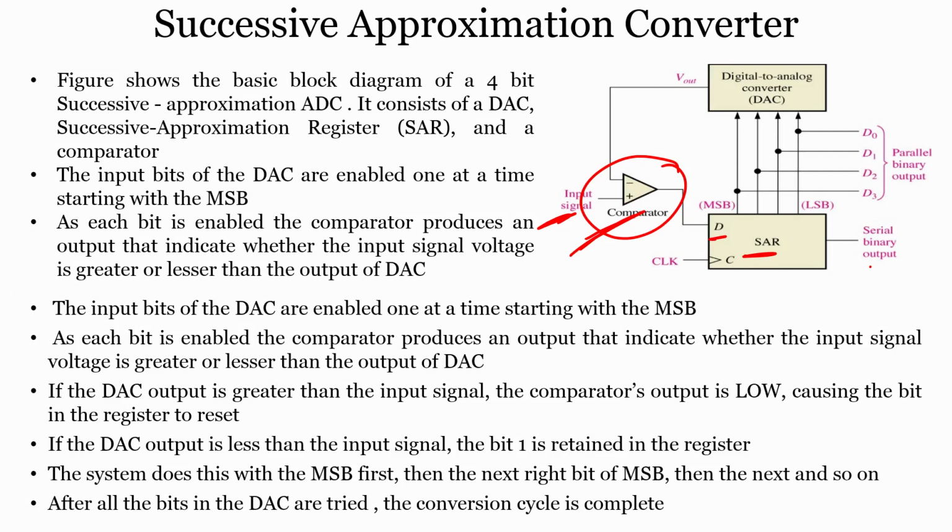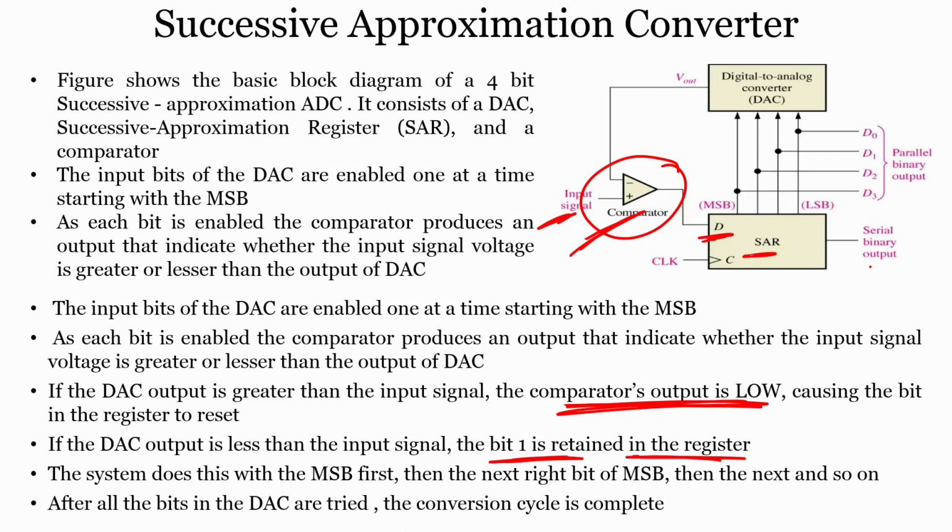As each bit is enabled, the comparator produces an output that indicates whether the input is greater or less than the output of the DAC. If the DAC output is greater than the input signal, the comparator output is low, causing the bit in the register to reset, right. So, we send here a digit called reset. Now, if the DAC output is less than the input signal, then bit 1 is retained in the register.